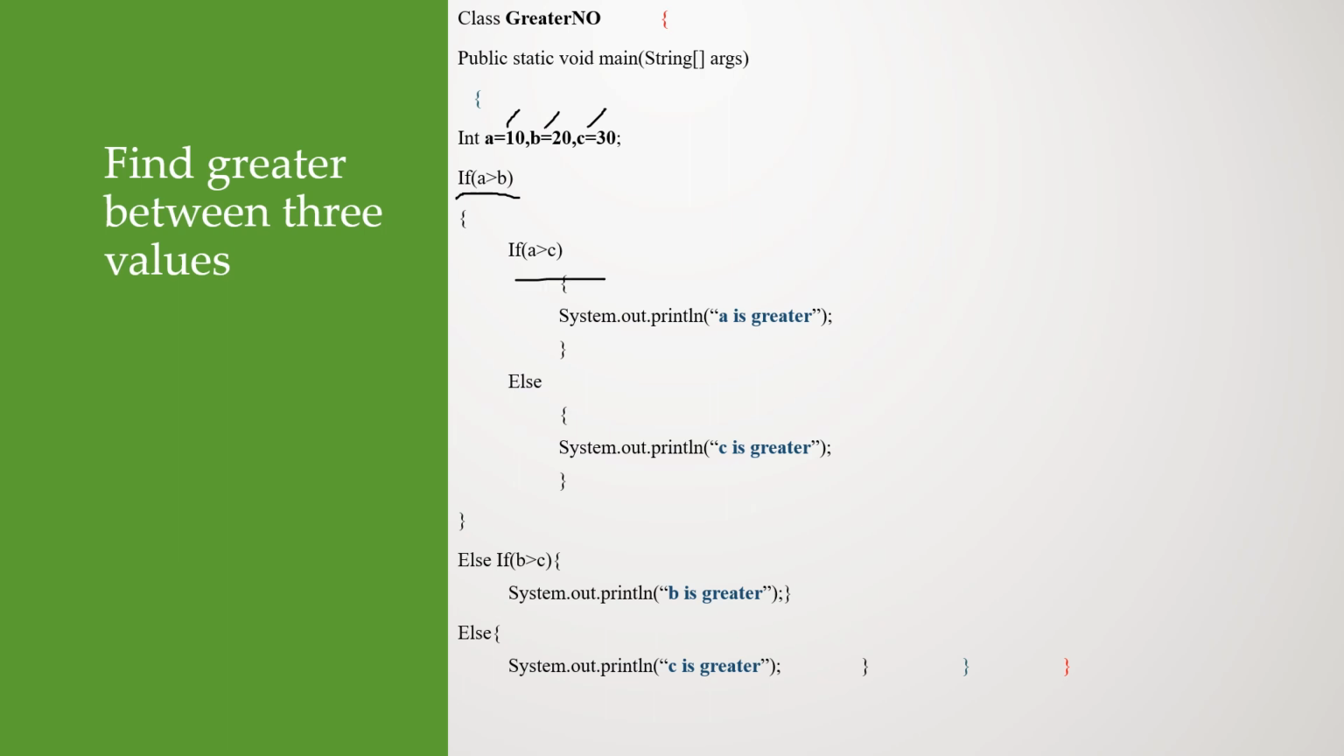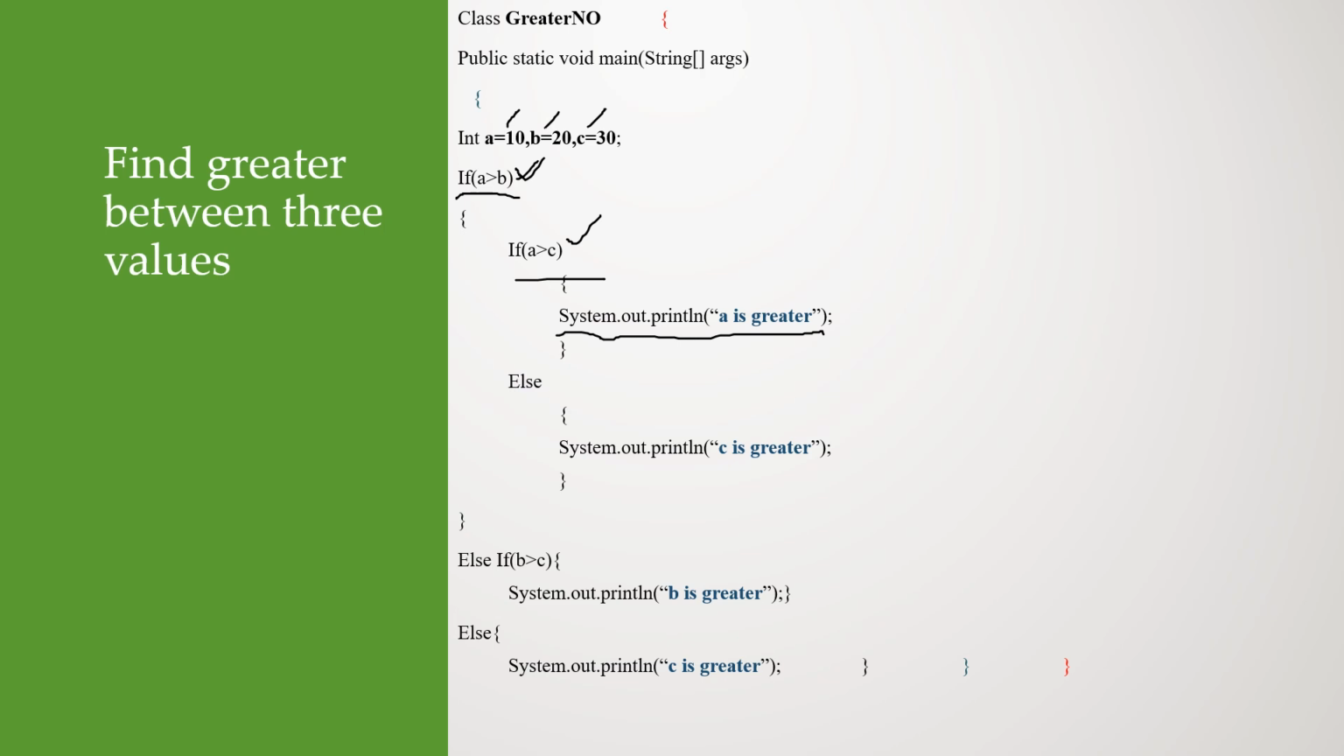It will compare with C also. Among the three values, it needs to validate which one is the highest. So B has been compared here. In the nested if, it will check whether A is greater than C. If A is greater than C also, then it is greater than both B and C, so it is the greatest value among the three, and it will be executed: A is greater. But if A is greater than B but not greater than C, then B's value is less than A, and the comparison is between A and C only.